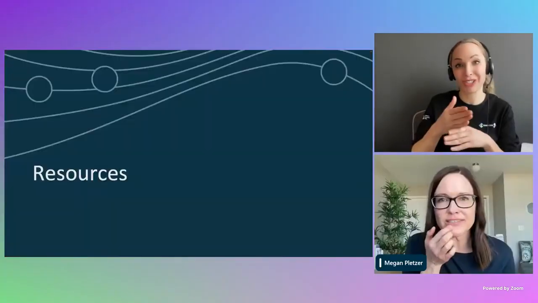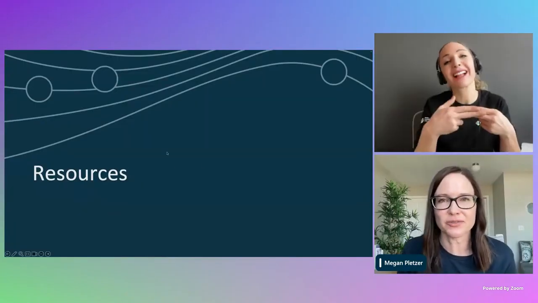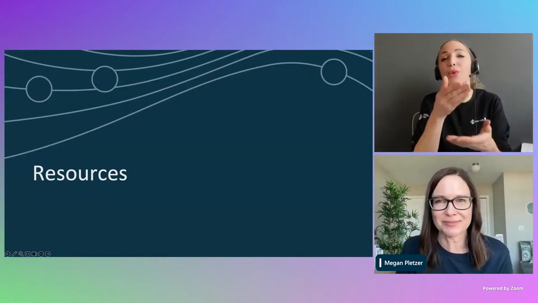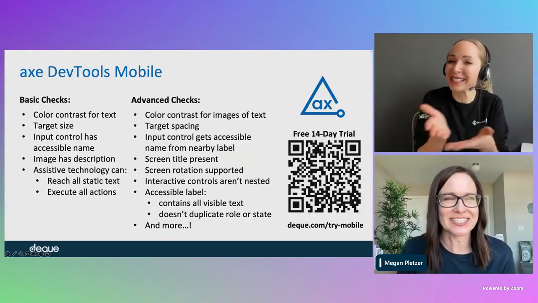So one of the questions that came in that was pretty highly upvoted is, what kinds of accessibility issues does Axe DevTools Mobile test for? That's a good question. And if I can get my screen share to show up again, I'll actually have a slide. If you look at these slides afterwards, I did include a resources section because I knew I might run out of time. So I included some extra goodies at the end.